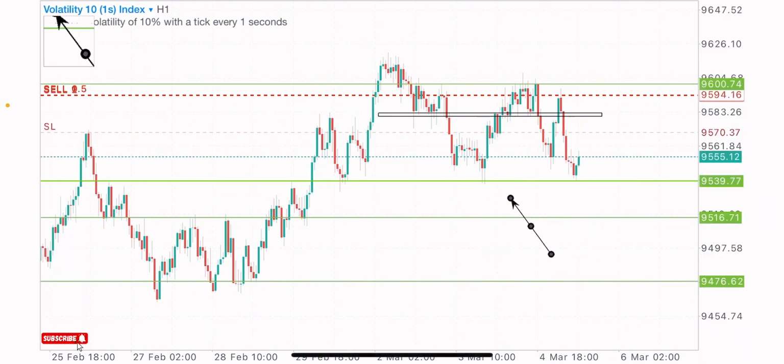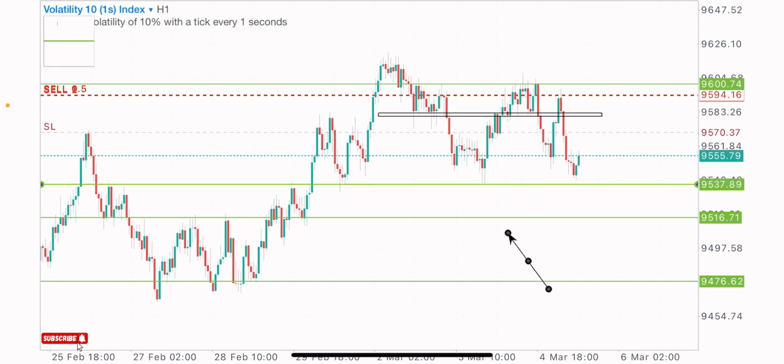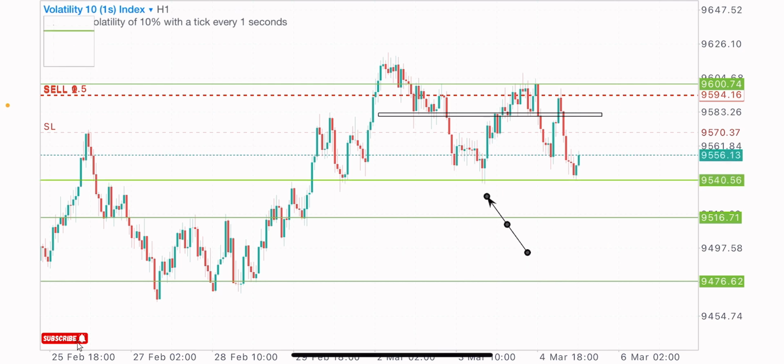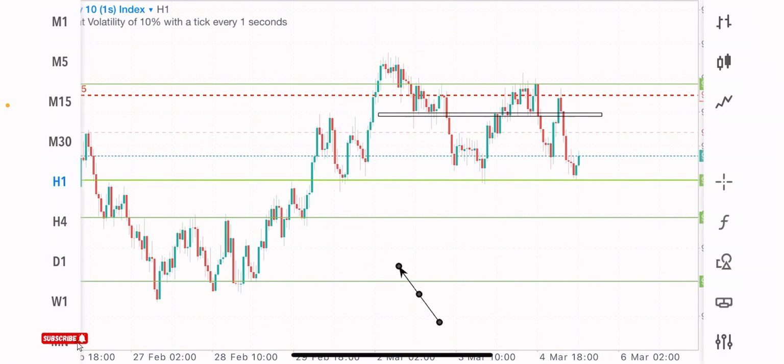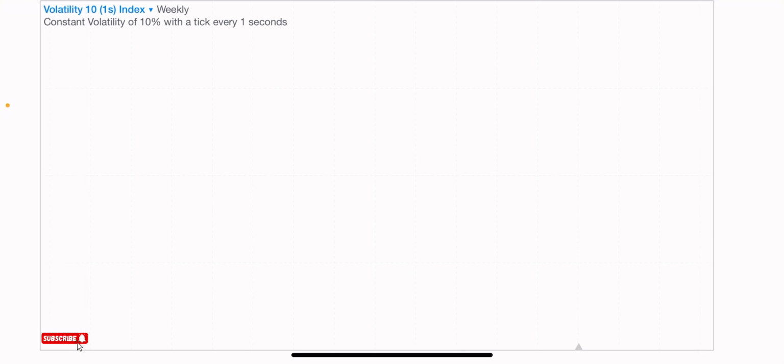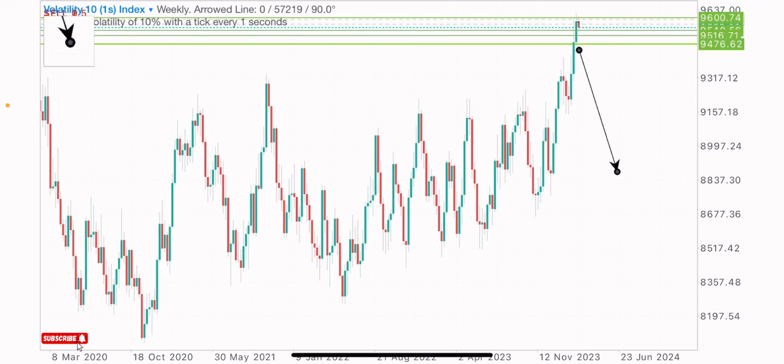So market is reacting to this level, this zone I spotted here. Market is reacting to it because this is a strong level. This is an important zone on this index on the 1 hour time frame. On analyzing this index, I started from a higher time frame, the weekly time frame.